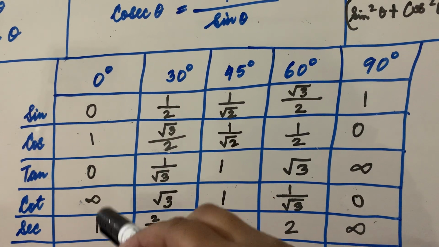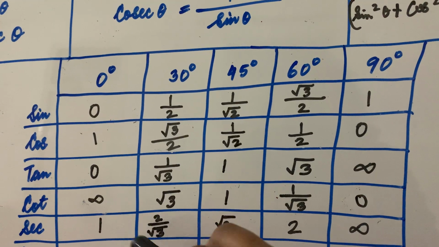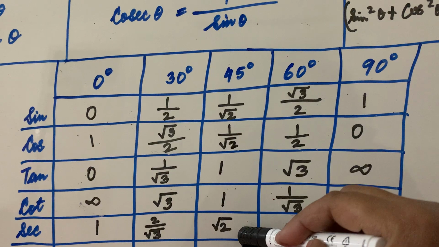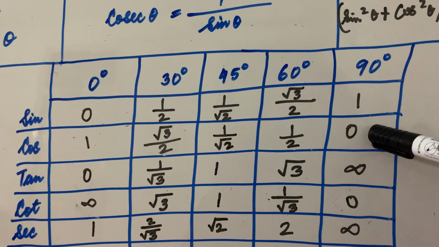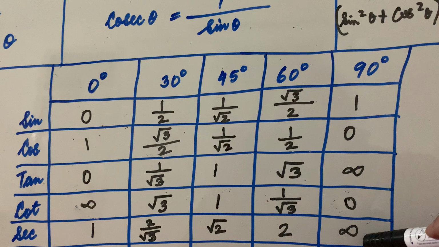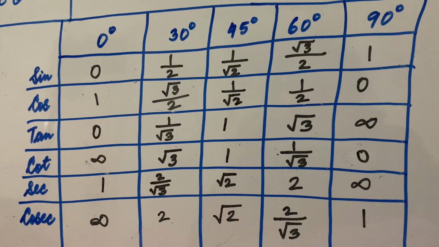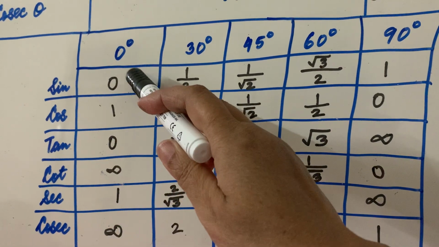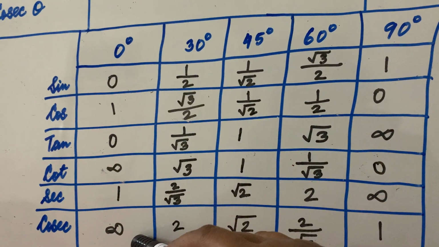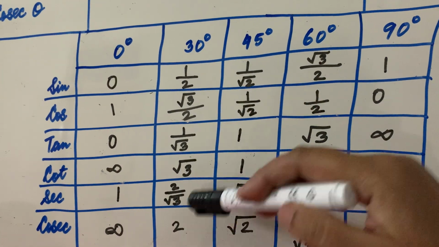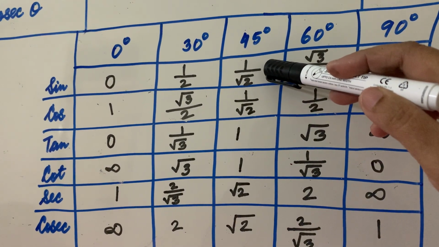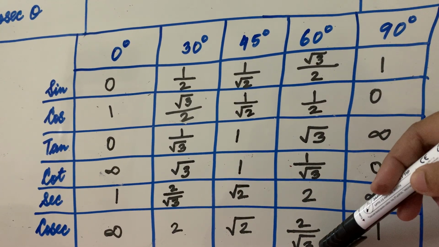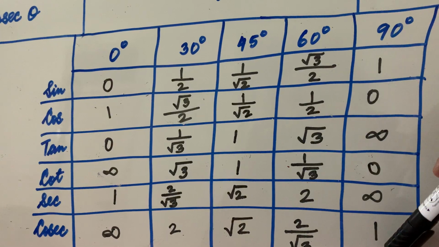Next, sec. Sec is simply 1 by cos. So it will be 1. Root 3 by 2 becomes 2 by root 3. 1 by root 2 becomes root 2. Half becomes 2 and 1 by 0 is infinity or undefined. Next is cosec. Cosec is simply the inverse of sine. So 1 by 0 becomes infinity, 1 by half becomes 2, 1 by 1 by root 2 becomes root 2, 1 by root 3 by 2 becomes 2 by root 3 and 1 by 1 is 1.